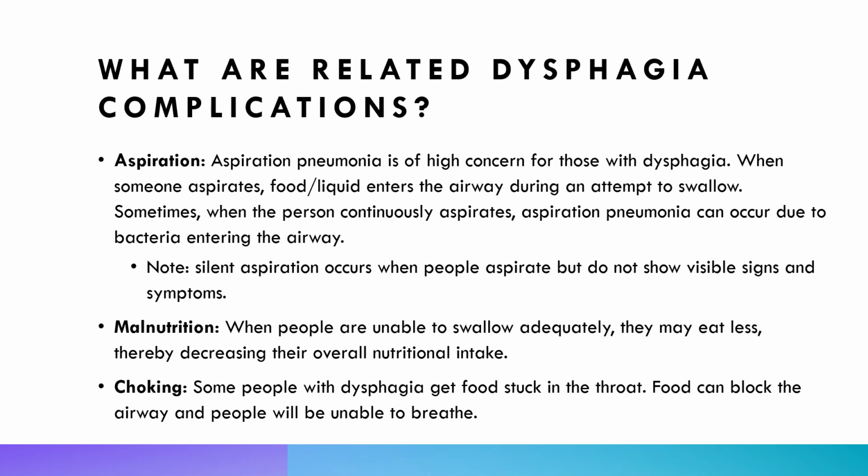Okay, what are related dysphagia complications? Pretty much the number one is aspiration. This is where any food or liquid enters your airway and goes down into your lungs. Aspiration pneumonia is one of the biggest concerns for people that have dysphagia. Again, when someone aspirates, food or liquid enters the airway during an attempt to swallow. Sometimes when the person continuously aspirates, aspiration pneumonia can occur due to bacteria entering the airway.